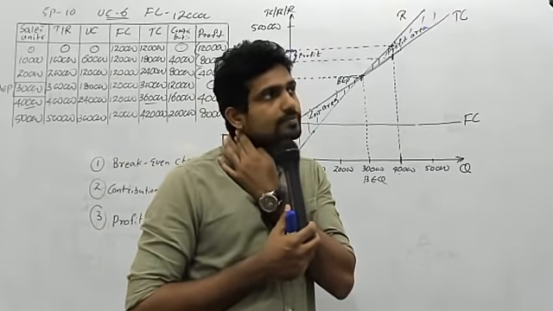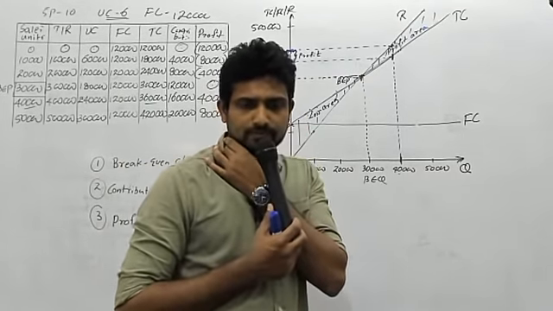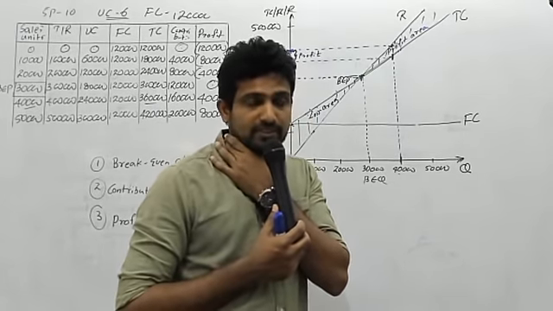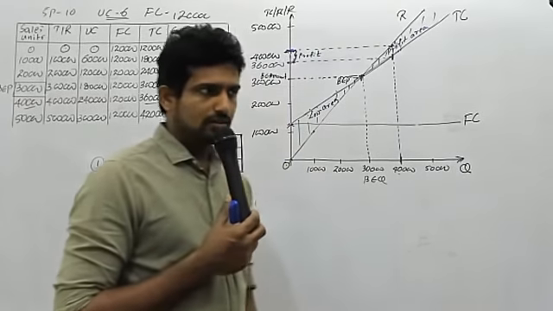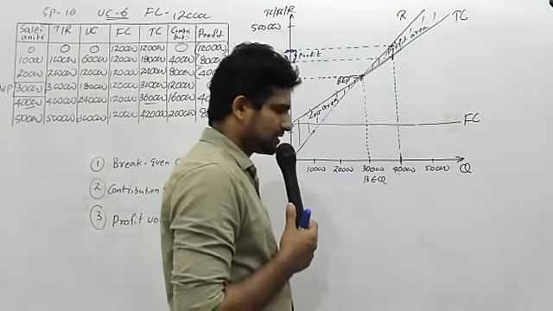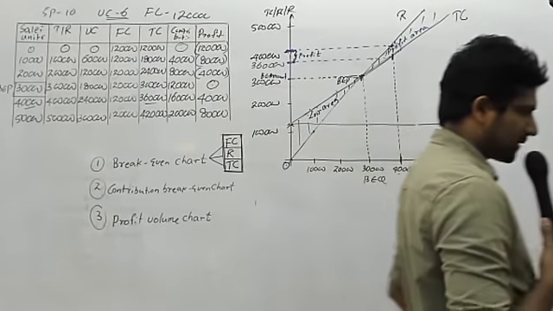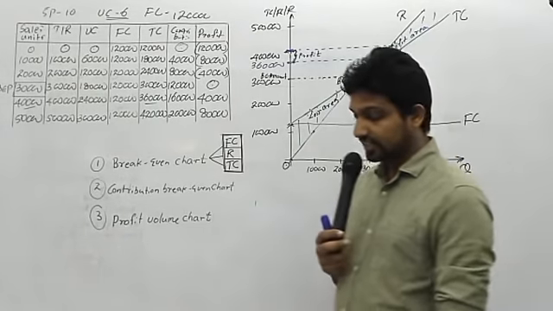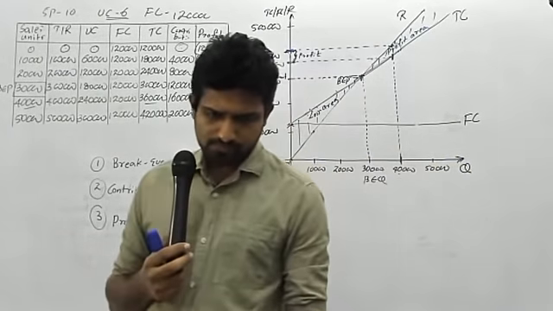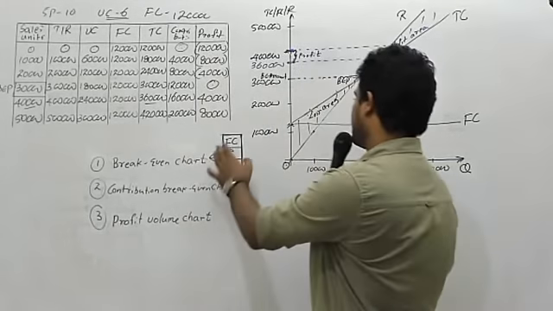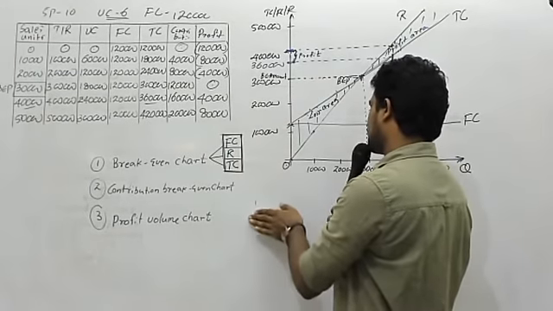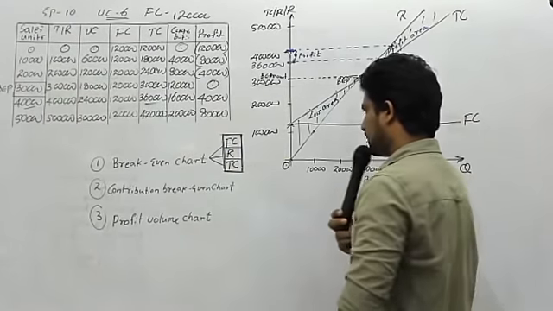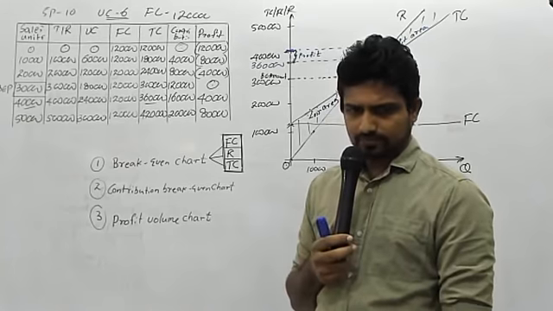This diagram represents the following three lines: fixed cost line, revenue line and total cost line.